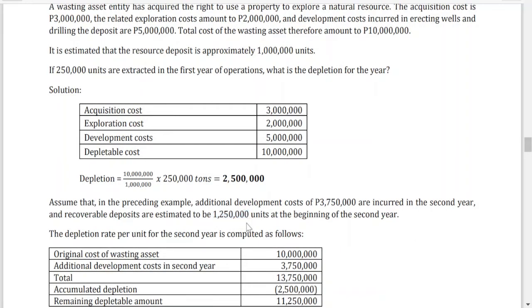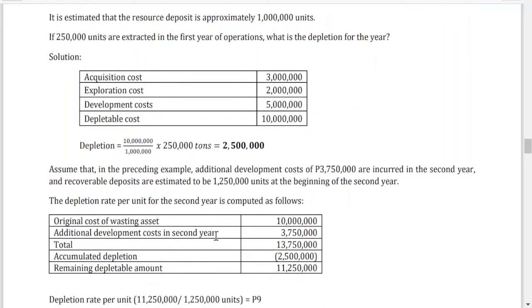We have 1,250,000 units. So that's remaining before computing the depletion for the second year. From the start of the second year and thereafter, in total, 1,250,000 units can be extracted. So what would be the depletion rate in the second year?